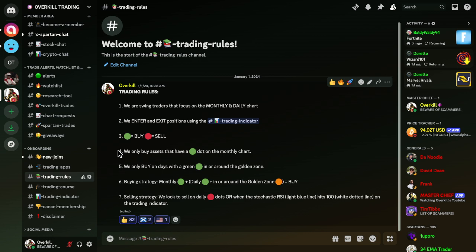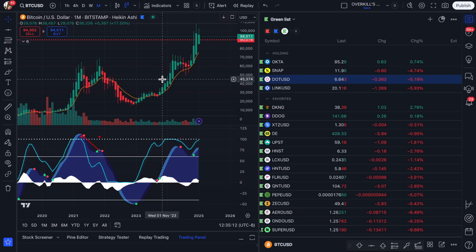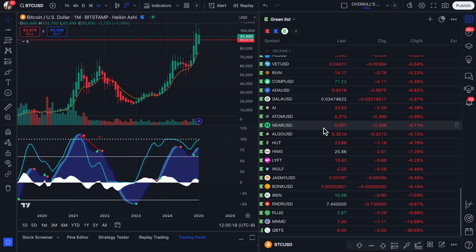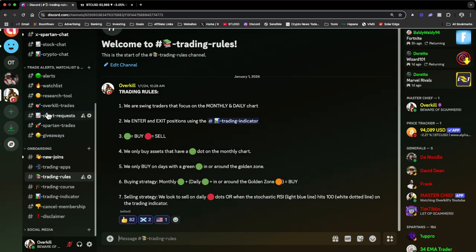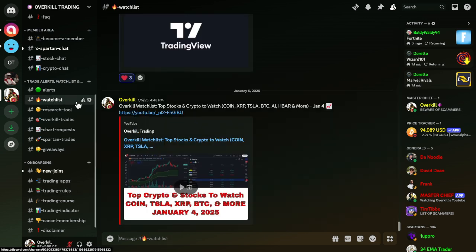So rule number 4 right here is we only buy assets that have a green dot on the monthly chart. What I mean by that is the dot has to be green on the monthly chart. This is our watch list right here that we cover every single Saturday. If you guys missed last Saturday's watch list, it's right over here inside the Discord under watch list. You guys can go ahead and click on this link and watch it.